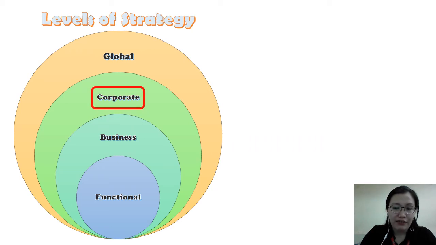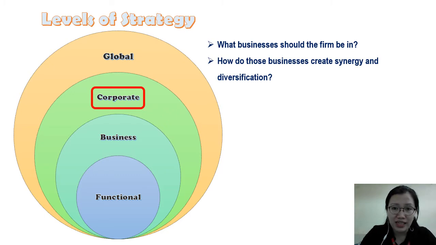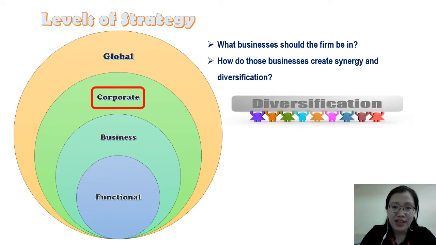Second is the corporate level strategy. These are specific actions taken by the firm to gain competitive advantage by selecting and managing a group of different businesses in several industries or by product markets. This strategy addresses what businesses the firm should be in and how those businesses create synergy and diversification. Basically, diversification is the key in this strategy as it can help mitigate the risk of a company operating in only one industry. There are three types of diversification.